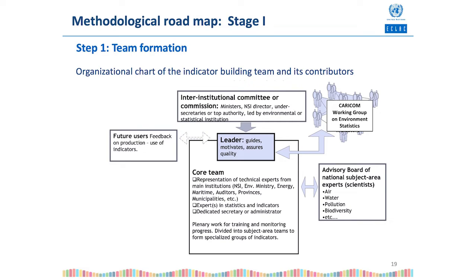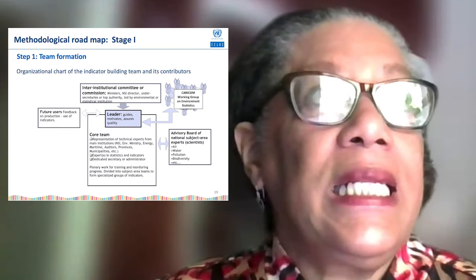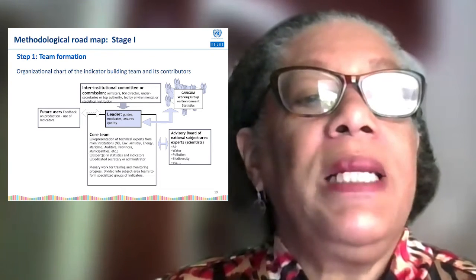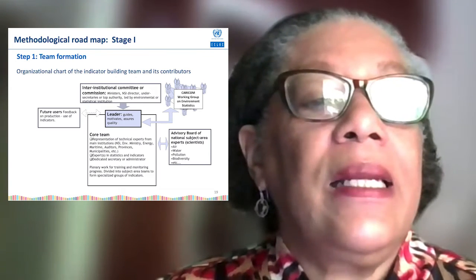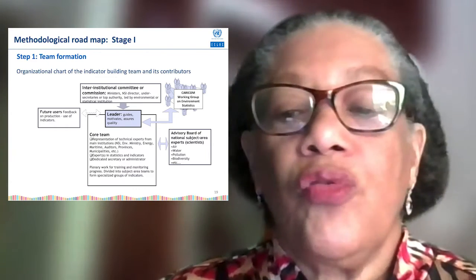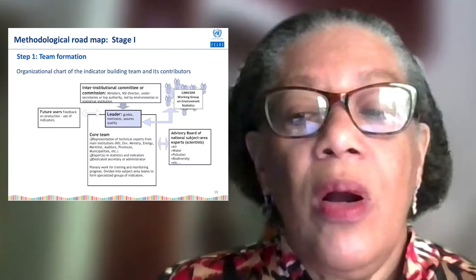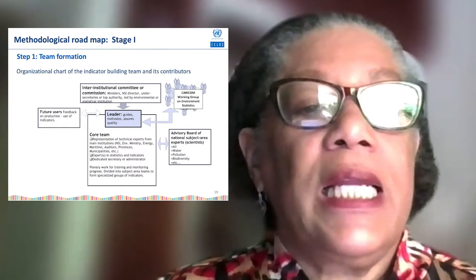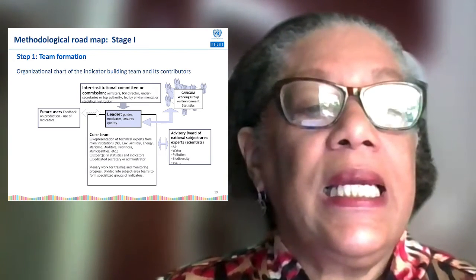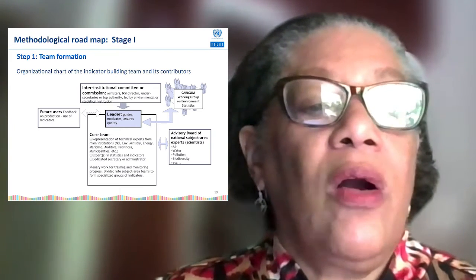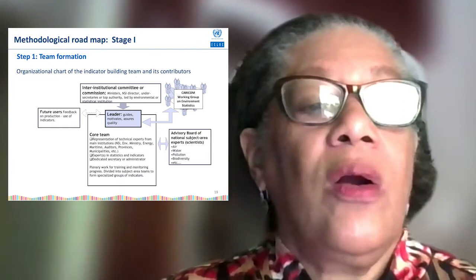And we need here to look at forming interinstitutional committees or commissions, which would include ministries, ministers, directors, and other permanent secretaries, for example. And this would be led by the environment or statistical institution. We would need a leader who would guide and motivate and assure quality control. So the core team would be made up of representatives of technical experts from the main institutions, experts in statistics and indicators, and a dedicated secretary or administrator or leader for the core team.